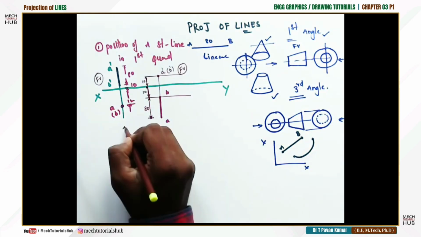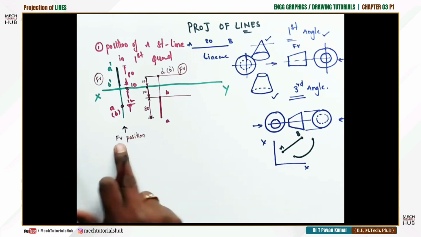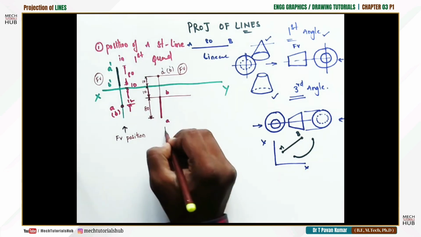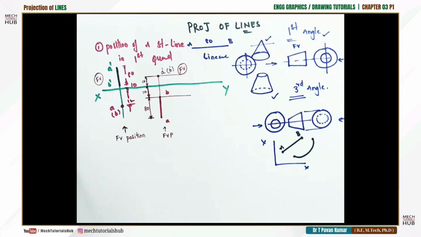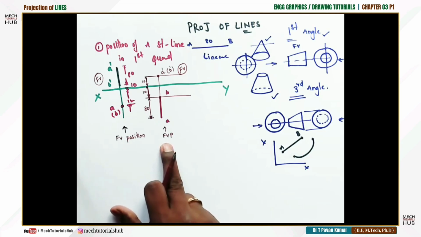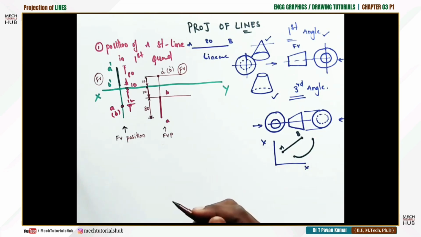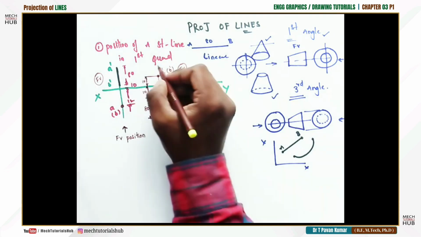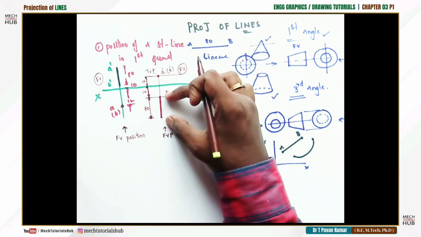Then what happens at this particular point? Front view position. Here comes the front view position. This is also the same front view position. For first quadrant, whether you are dealing with points, lines, planes, solids, the front view position will never change. When the horizontal plane rotates, the top view position will also rotate 90 degrees. Similarly, here is your top view position. When I view from the top, I could see this true length.